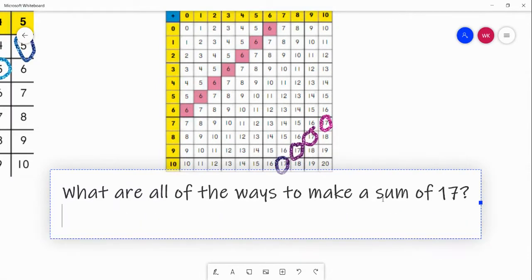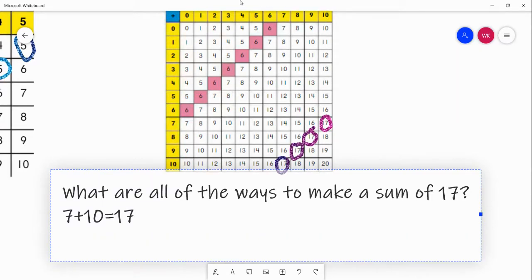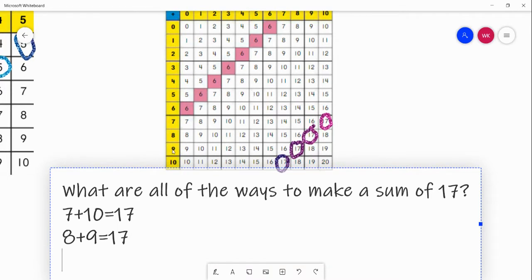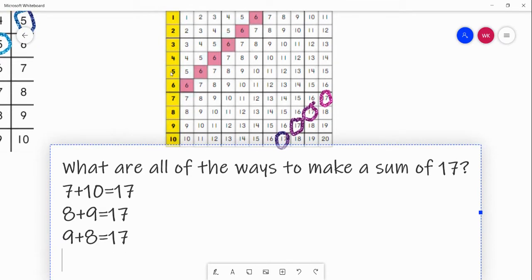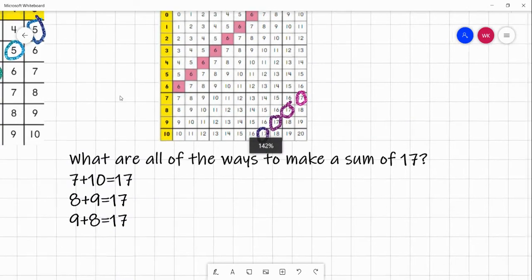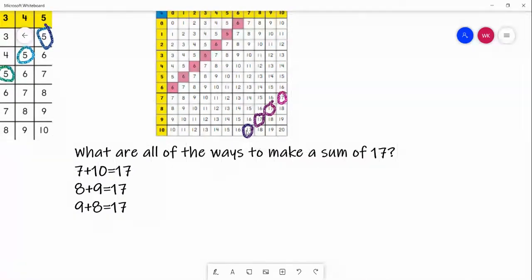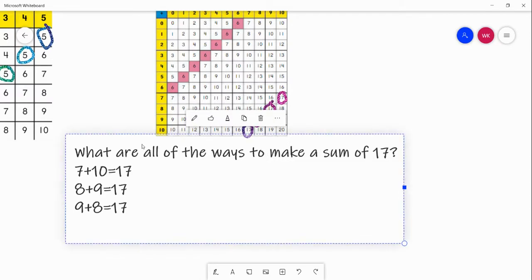So let's start with our first one here. 7 plus 10 equals 17. Our next one, 8 plus 9 equals 17. 9 plus 8 equals 17. And last one, 10. Let's make that a little bigger. 10 plus 7 equals 17.